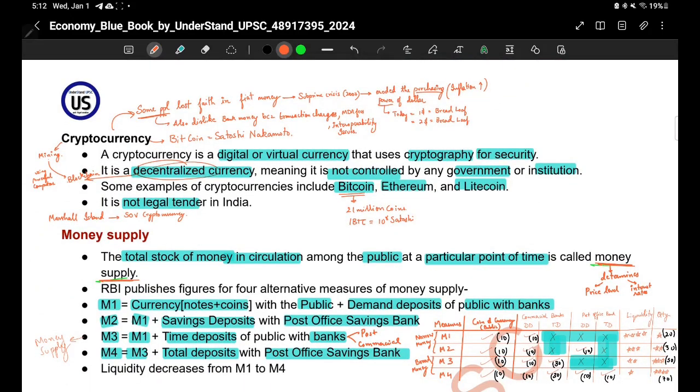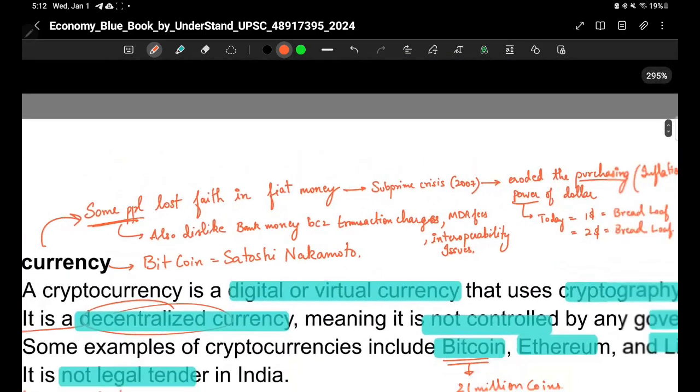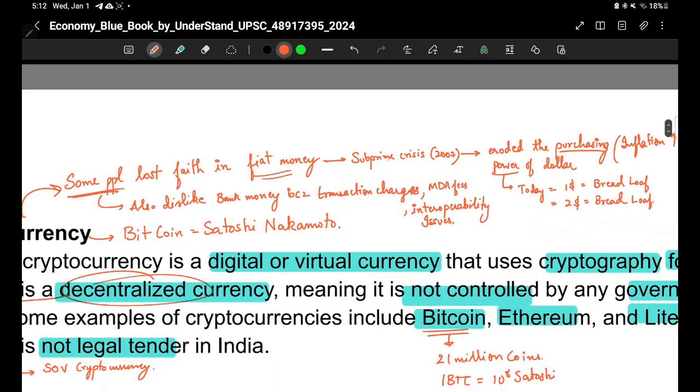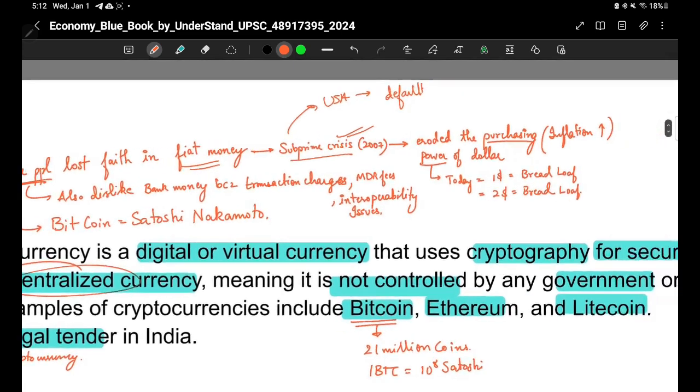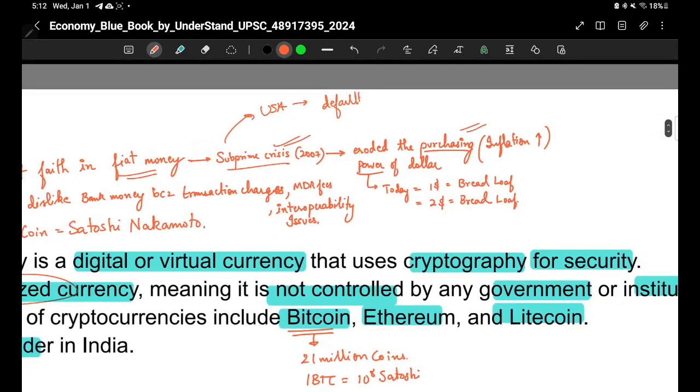Cryptocurrency, what is it? Why was it invented in the first place? Some people had lost faith in fiat money because of the subprime crisis which happened in 2007. What is a subprime crisis? In the USA, they started giving loans to everyone. So this led to a default kind of situation. People were not able to repay the loan back with interest and all that. So it led to the subprime crisis. So it eroded the purchasing power of the dollar.